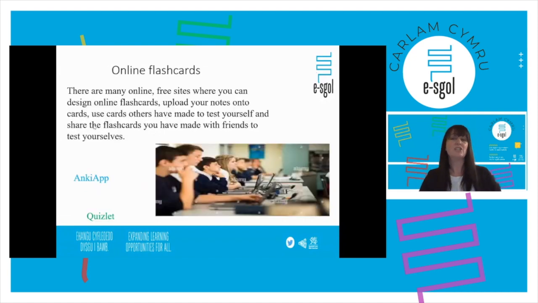Now, you don't actually have to just do flashcards physically. There are a number of online sites now where you can use flashcards. They're free sites, and you can design your own online flashcards. You can upload your notes onto the cards. You can use cards that others have made to test yourself. And you can share flashcards that you've made with friends to test yourselves as well. Now, there are 2 main apps that do this. There's the Anki app and the Quizlet app. So these are 2 online flashcard apps that you can use to test your understanding.